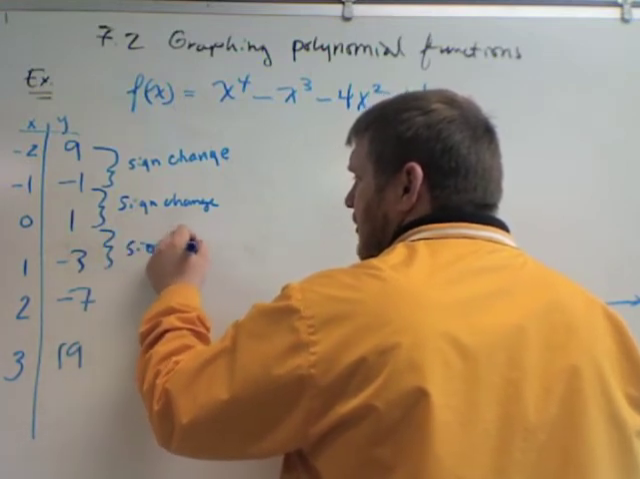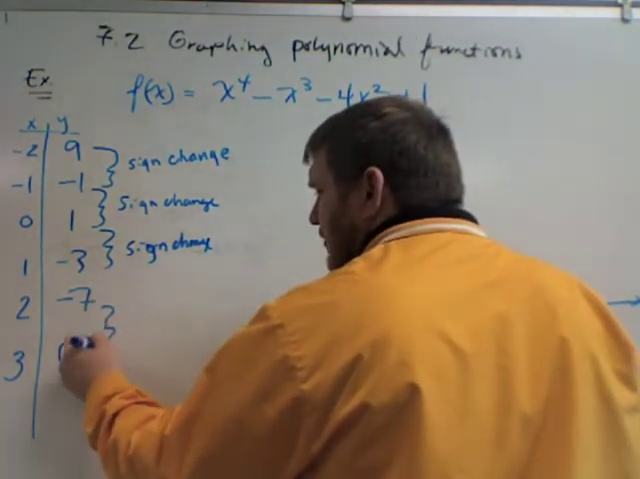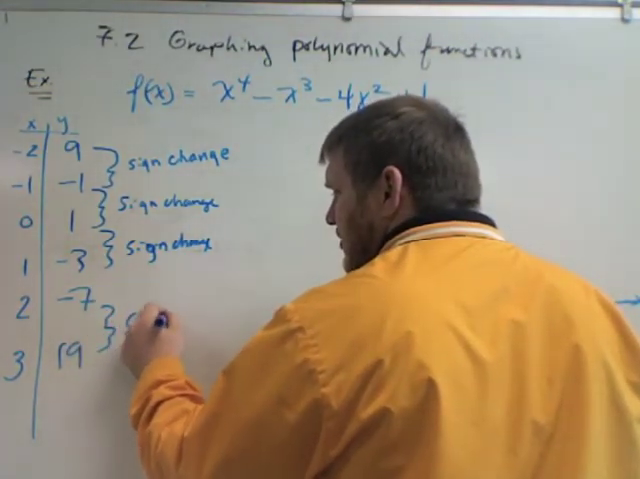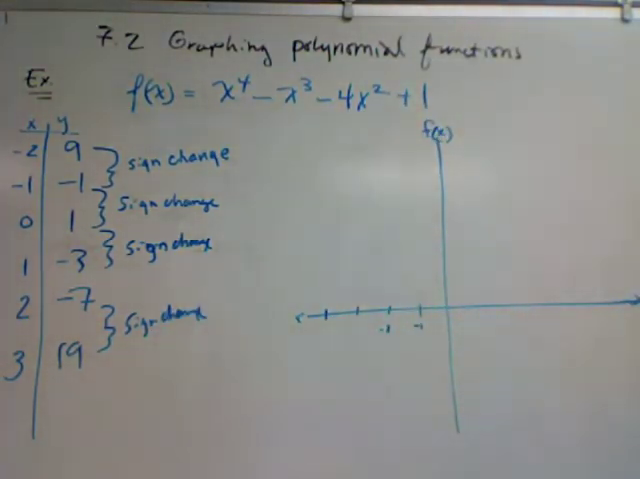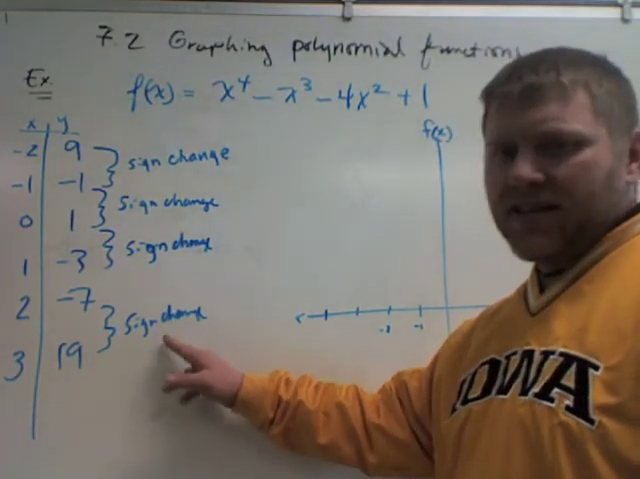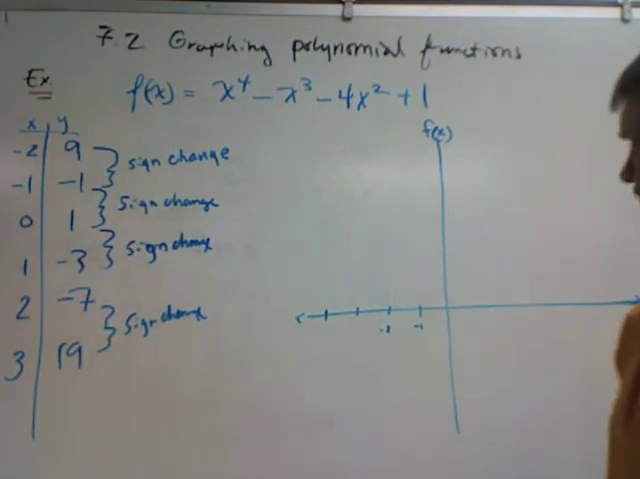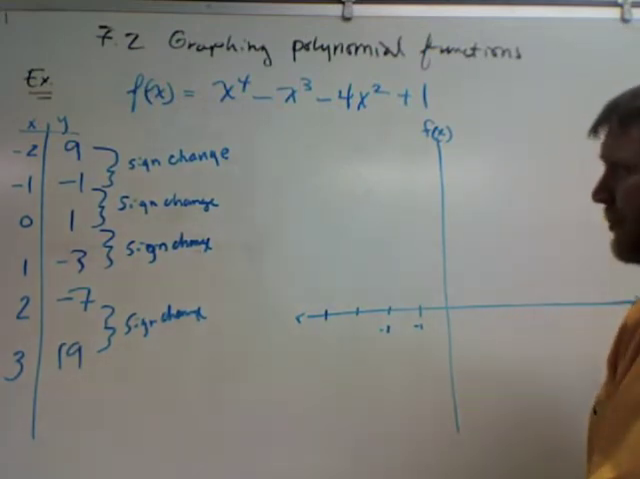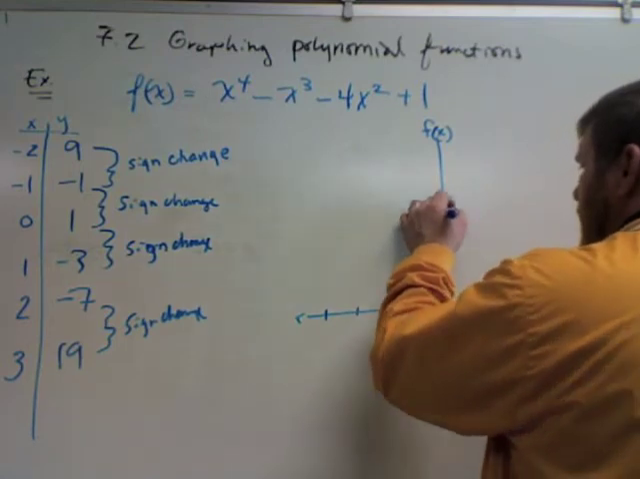So there's a way, by analyzing your table, of showing that there are sign changes. With the sign changes, this is actually called the location principle, the location principle of finding those zeros and where they would be. All right, so let's go ahead and plot these points. Negative 2. Put these points in here.